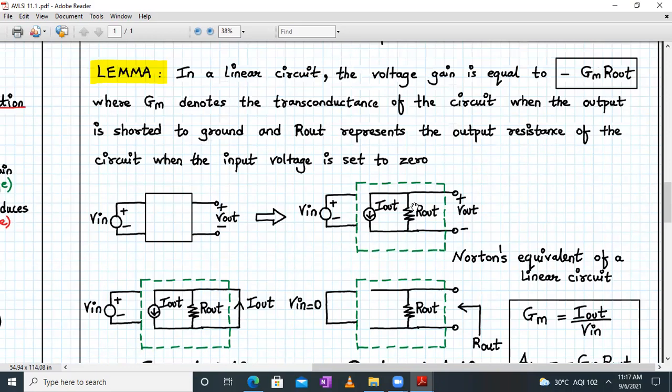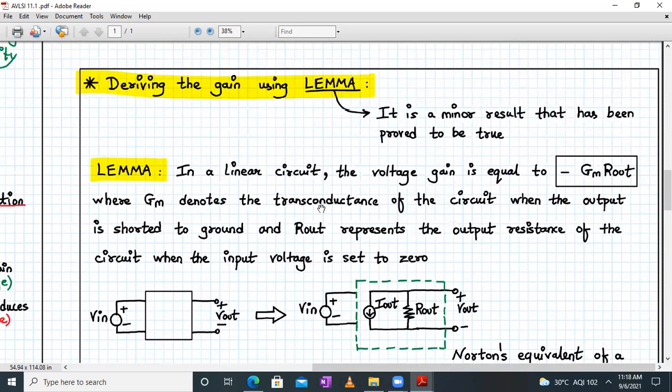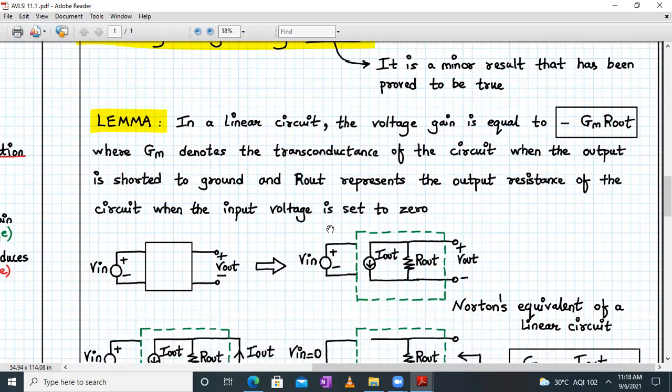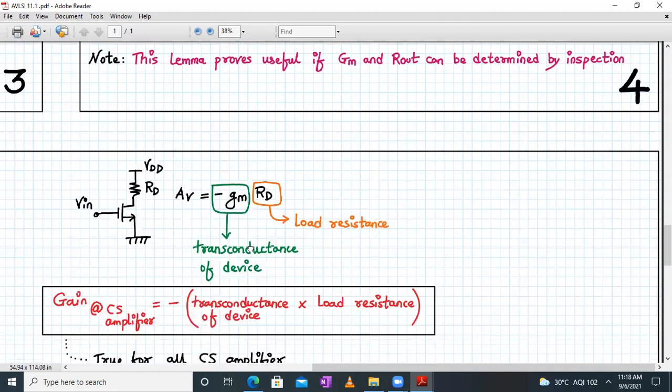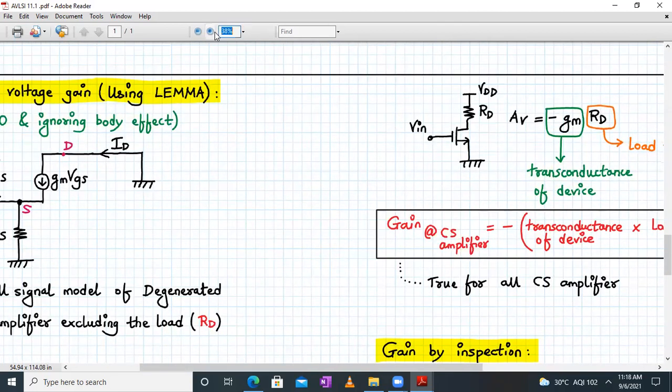Again I repeat, we will be deriving the gain of common source amplifier with source degeneration using a lemma, and it is a very useful lemma. It says that the voltage gain is equal to minus capital GM into R out, where it has given the procedure to determine GM value. So GM can be determined by making the output terminal short and calculating I out upon V in, and then we calculate R out, and then finally we calculate the voltage gain given by minus of capital GM into R out. Okay, so let's apply this, and let's start. So let me slightly reduce this to 30.